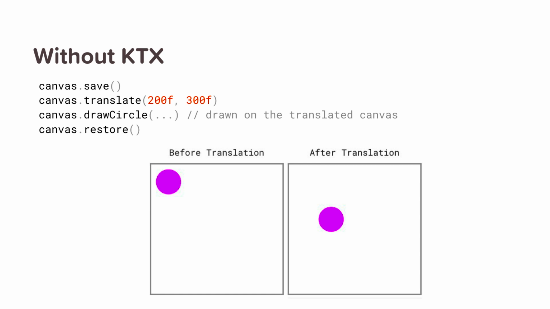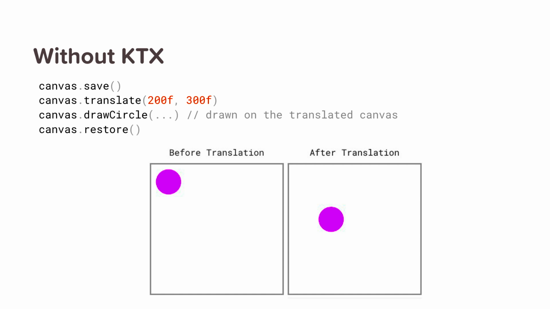Anything between those two points of save and restore will now be drawn at that translated point, okay? And you can see this code is actually quite difficult to read because when I insert a line of code underneath draw circle, it's not immediately clear to me that that is going to be drawn on a translated canvas, right? But it will be because it's between the save and restore commands that a canvas has.